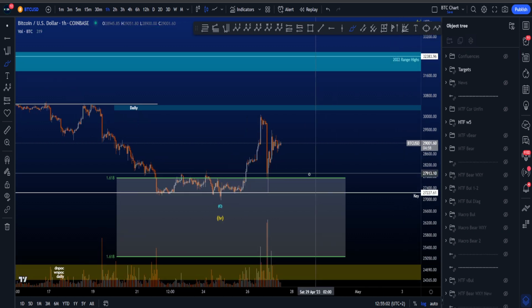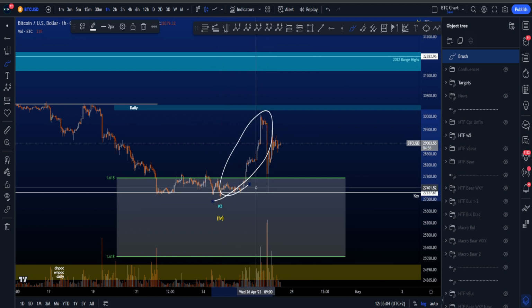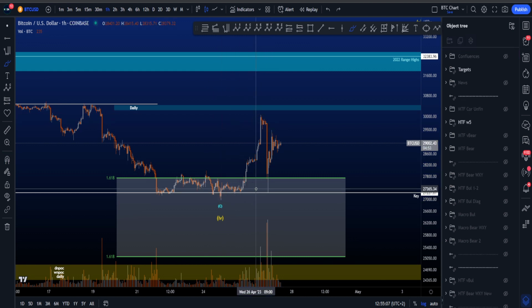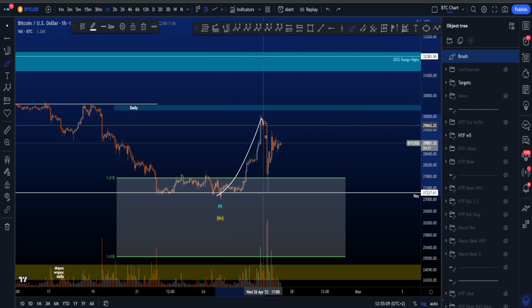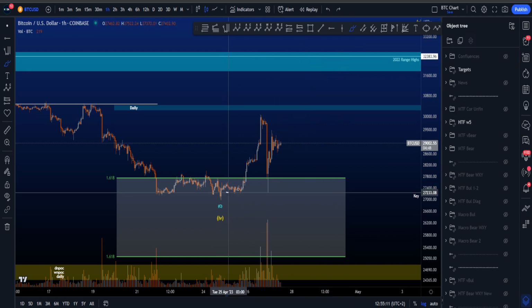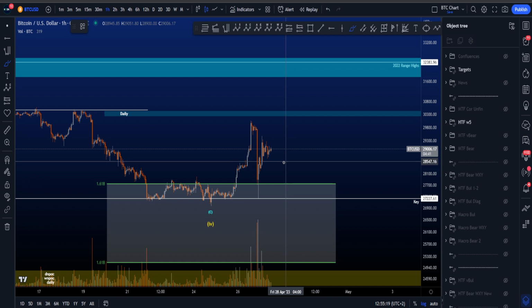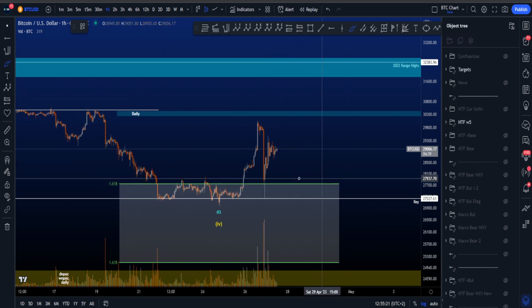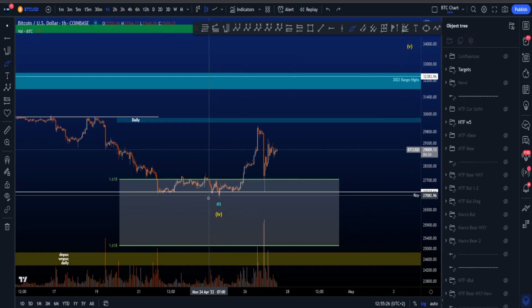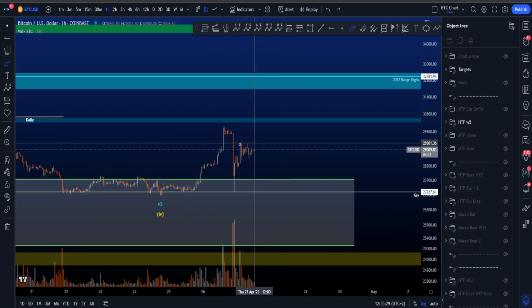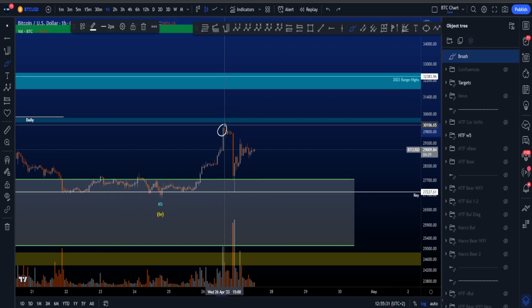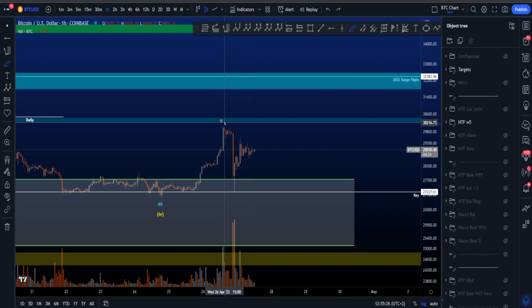But in my opinion, this is invalidated because this structure over here is not really countable as a nice impulsive structure. So then this would potentially be a wave 1, 2, 3, 4, 5, right? But this doesn't really let itself count as a nice 5-wave structure. So that's quite a problem. Of course, you can't really completely make this scenario invalid, but it just becomes very unlikely that we are gonna go for a wave 5 over here, seeing this structure, including again the volume, where the highest volume is literally at the high. We never really got a wave 4, 5 with then lower volume, right? Highest volume at the high.